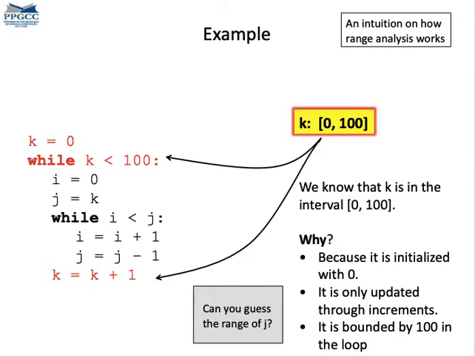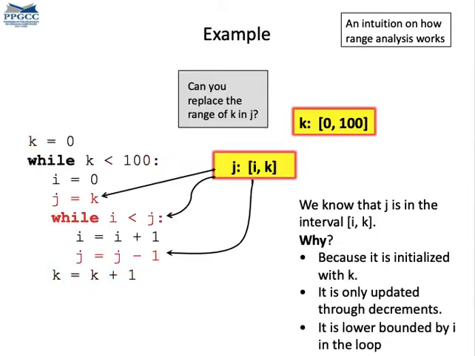Can you guess the range of variable j? You can stop the video and try to figure it out. The variable j receives k, and it's being decreased until it reaches the value of I, which is another variable. So in this program, j is always larger than I, at least inside the innermost loop. We let this range go from I to k.